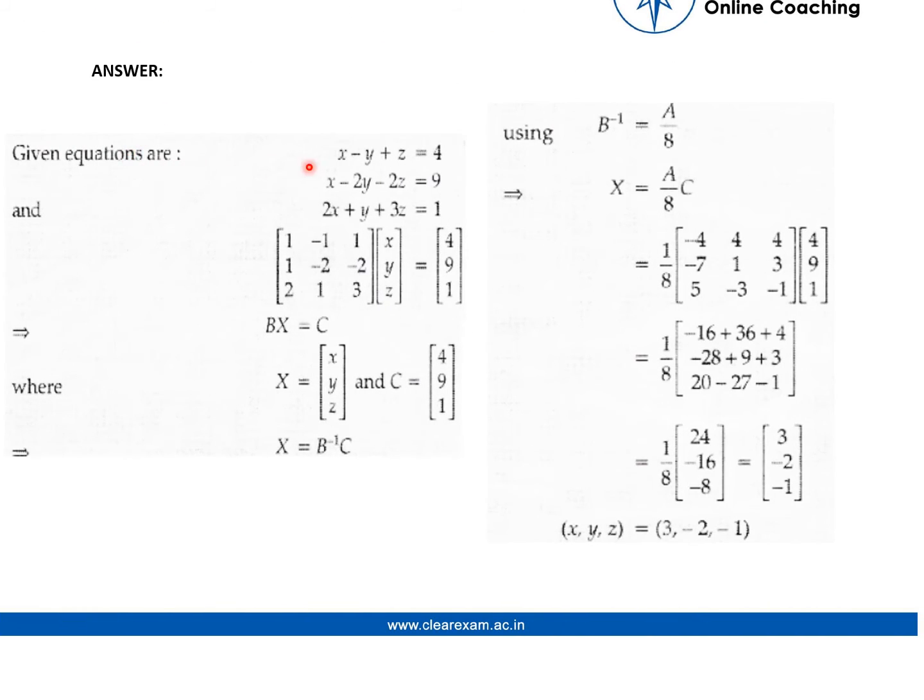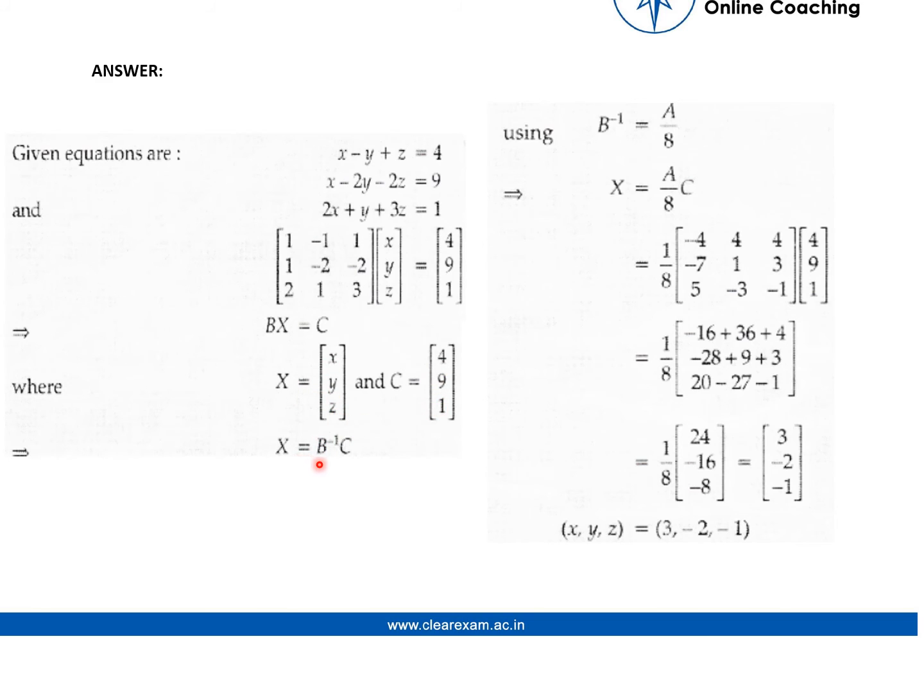The given equations x minus y plus z is equal to 4, x minus 2y minus 2z is equal to 9, and 2x plus y plus 3z is equal to 1 can be written in matrix form as [1, -1, 1; 1, -2, -2; 2, 1, 3], which is basically matrix B, times [x, y, z] is equal to [4, 9, 1]. So we can write it as B times X is equal to C. We have assumed X as [x, y, z] and C as [4, 9, 1].